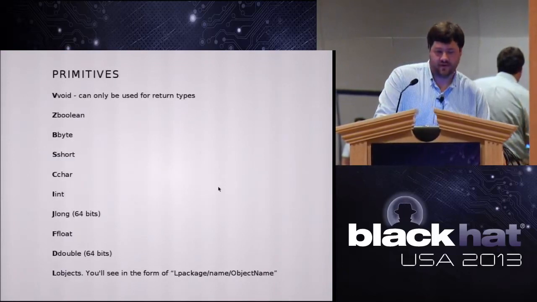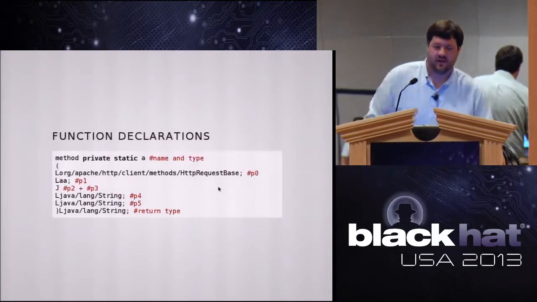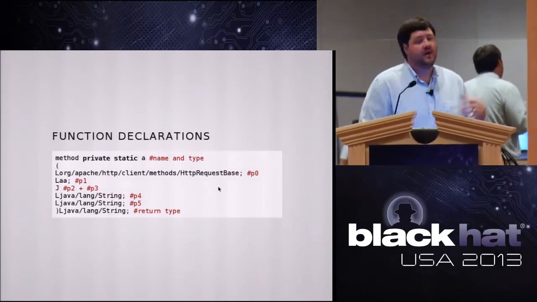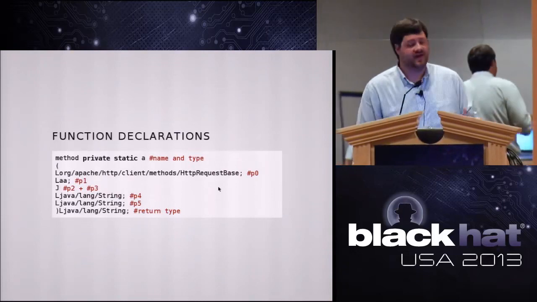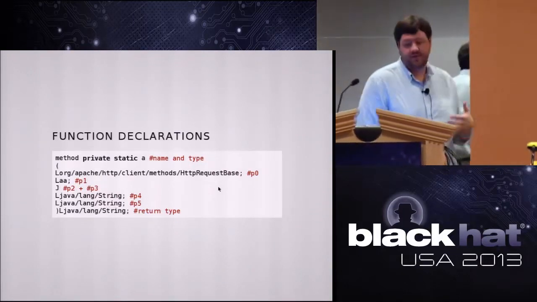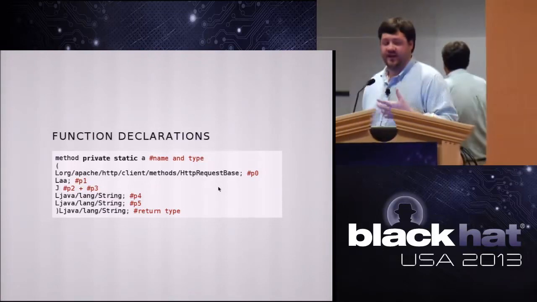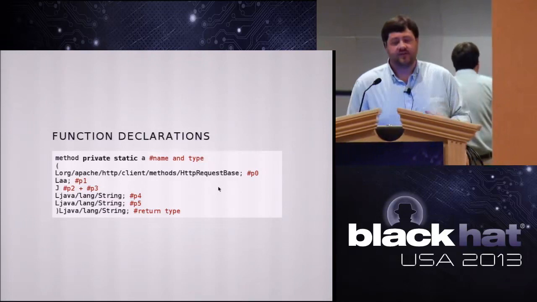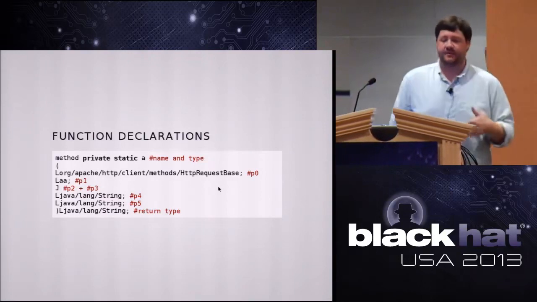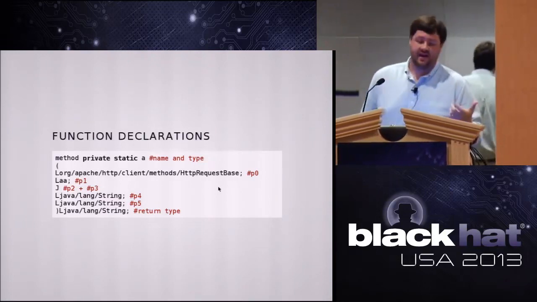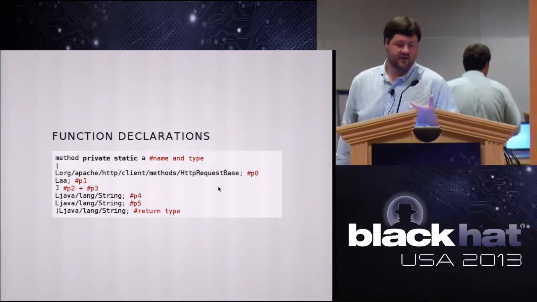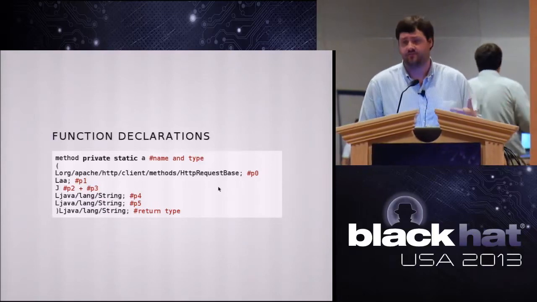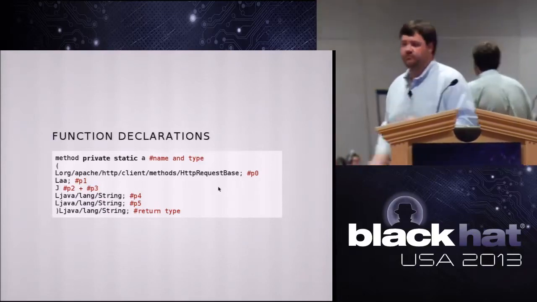There we go. So, a little function declaration to look at to get your feet wet and understand what we're looking at. It's defining a method, it's private, static. It's named A. That's the name of the method. You can see it takes in 6 parameters, 0 through 5. So it takes in an HTTP request base. It takes in a class AA. It takes in a long. It takes in two strings and it returns a string. Everybody see that? It's pretty simple.